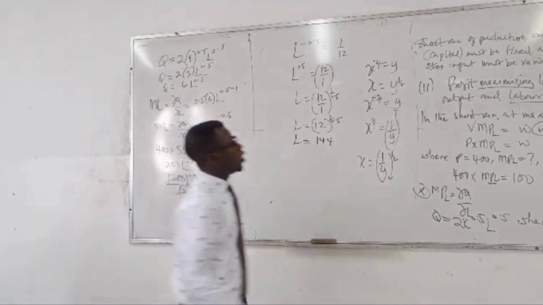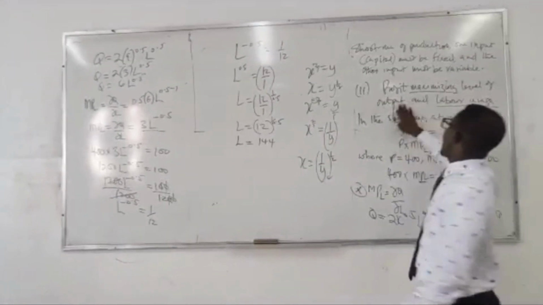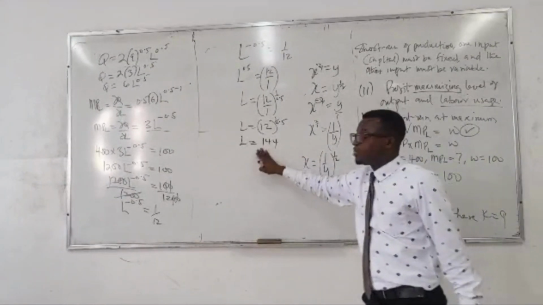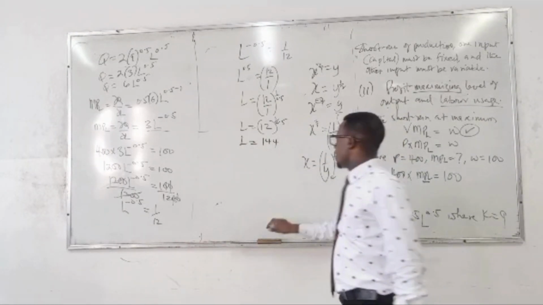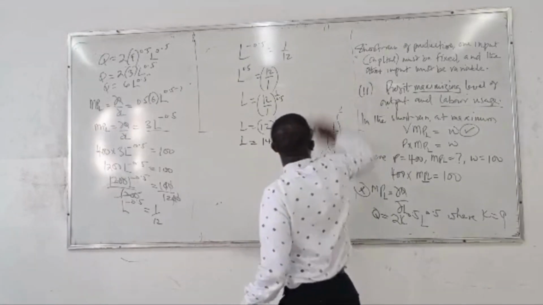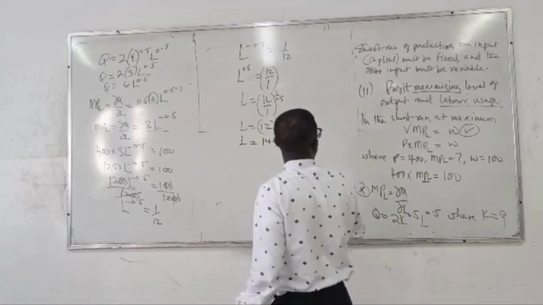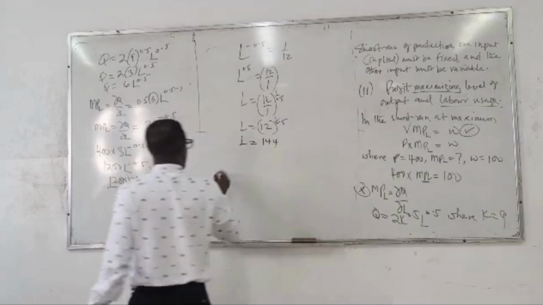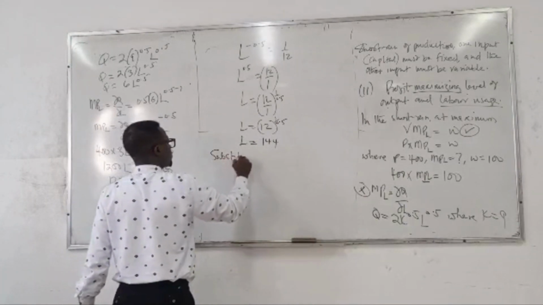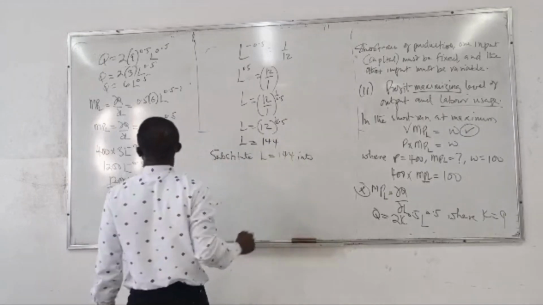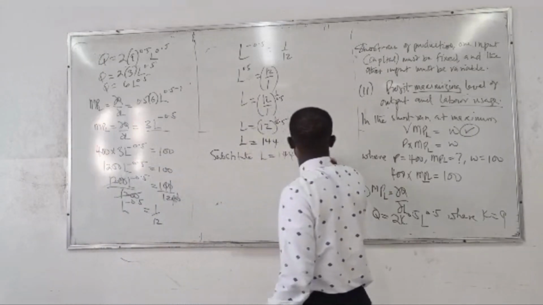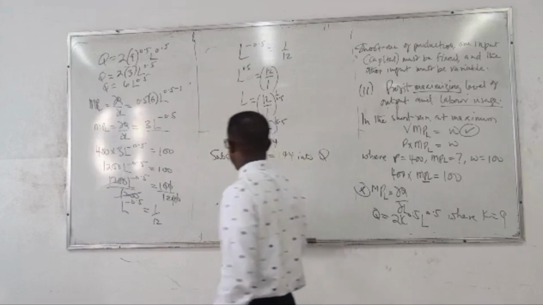So it says, what is the profit-maximizing level of output and labor usage? This is the profit-maximizing level of labor usage. We haven't gone through all of it yet. We have to now find the output. So substitute L equals 144 into the production function. So what is the production function?